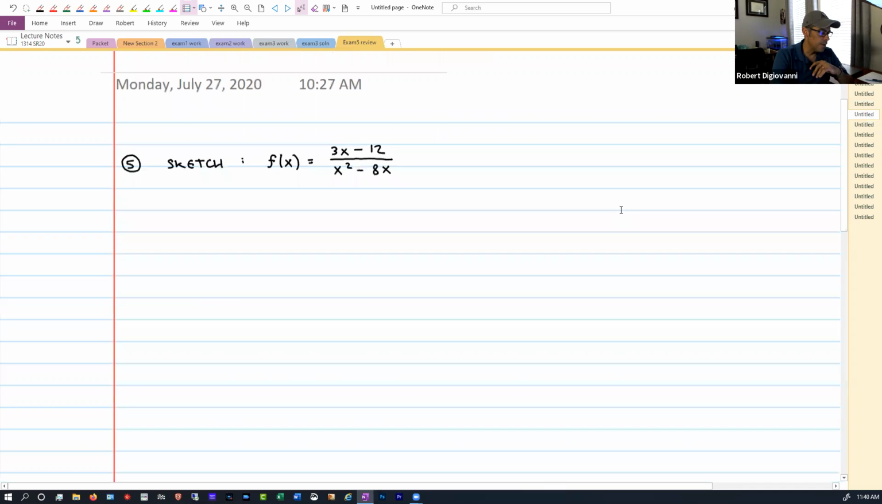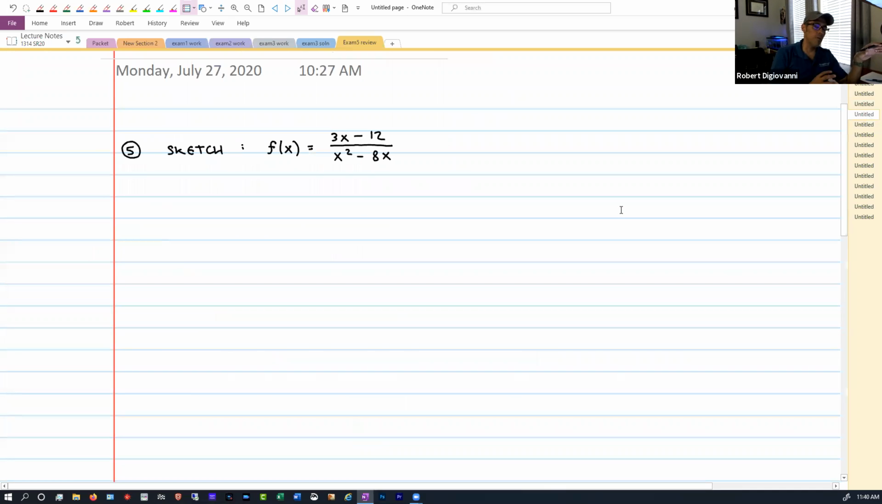Number 5. Okay, so now we've shifted gears. We're no longer talking about polynomial functions. We're talking about rational functions. And the reason that we know these are rational functions is because we have fractions, right? We've got this ratio of functions. So first thing we always want to do with a rational function is make sure it's rational. It's a rational function. Check. So now we move on and we go through the steps.